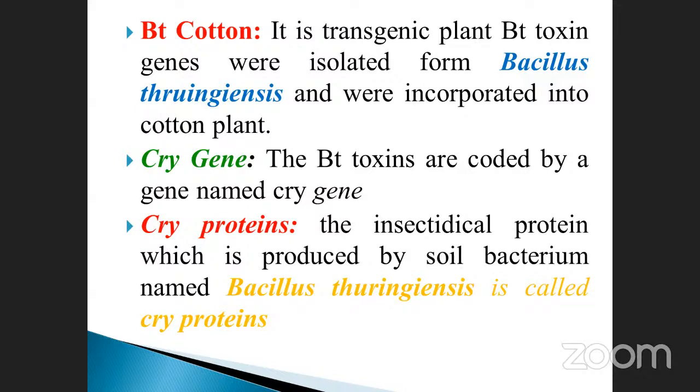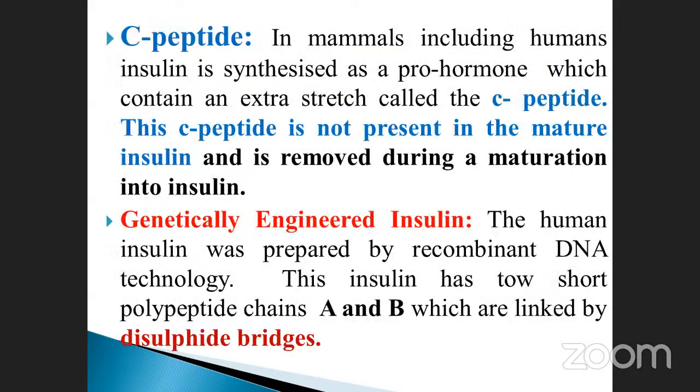From the Bacillus thuringiensis, so the organism is the same. The gene is CRY gene. The protein is called CRY protein. So don't forget BT cotton. Example: Bacillus thuringiensis, the microorganism. The gene responsible for the production of BT toxin is called CRY gene. The protein molecule is called CRY protein. The CRY gene produces the CRY protein molecule. Okay, these are important.